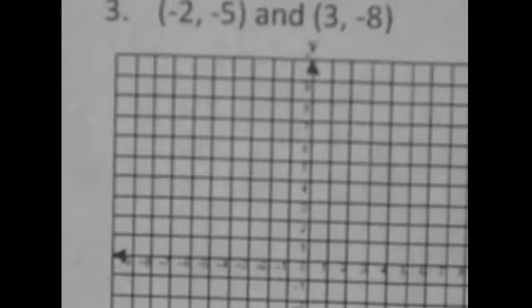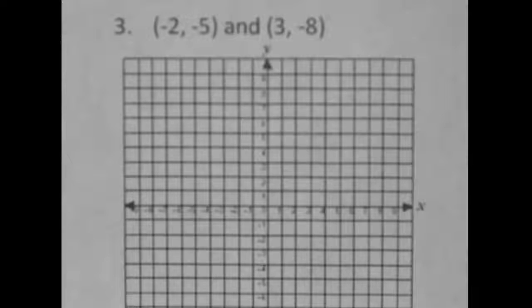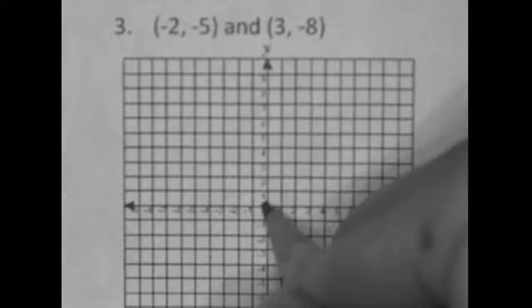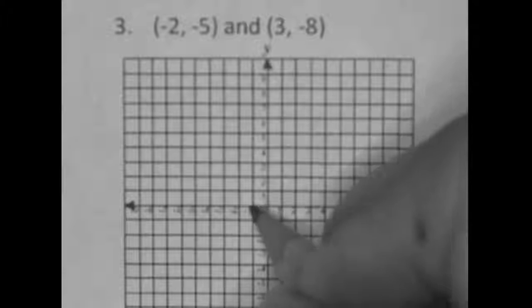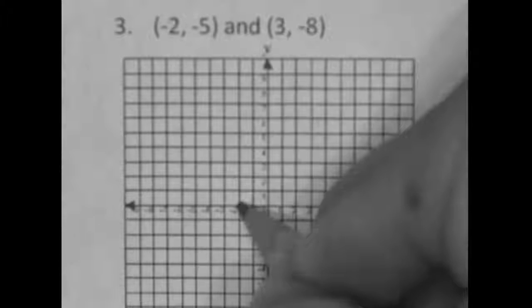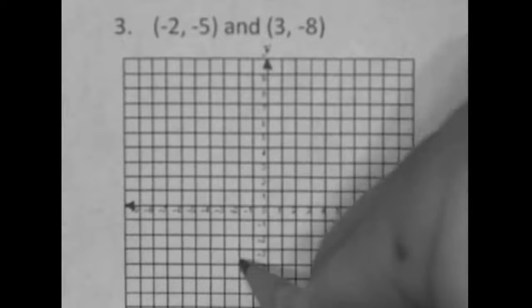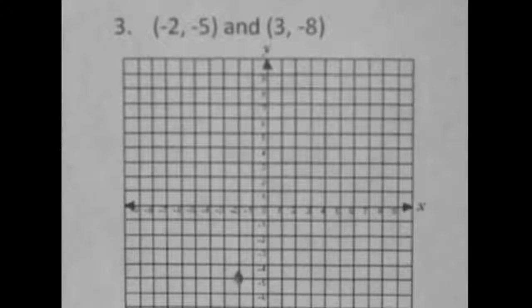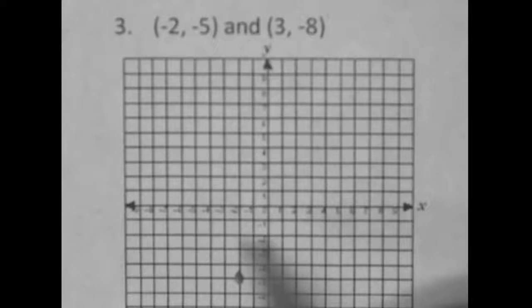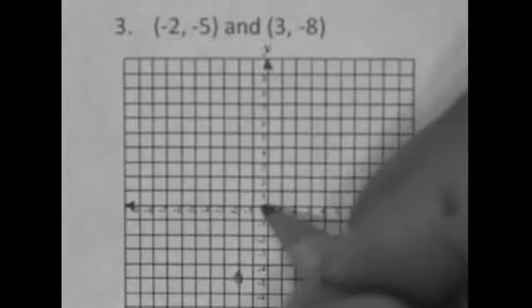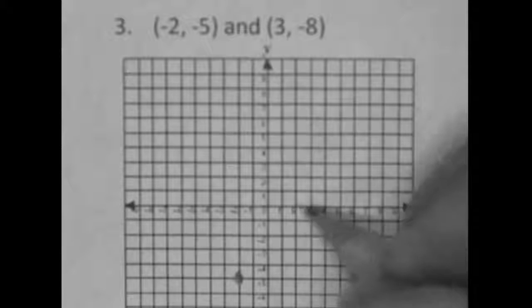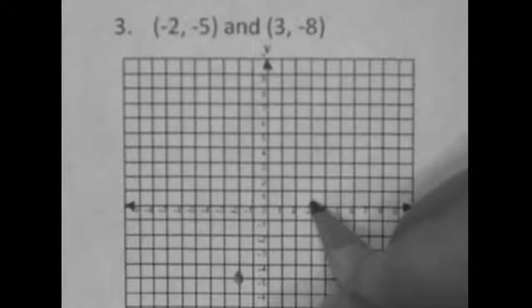Super, super easy, okay? So let's go ahead and look at number 3. Zoom out a bit. I've got -2, -5. So x is -2. I'm going to go left 2, down 5. And there's my first point. Okay, then I've got 3, -8. So x is 3, so I'm going to go right 3 and down 8.